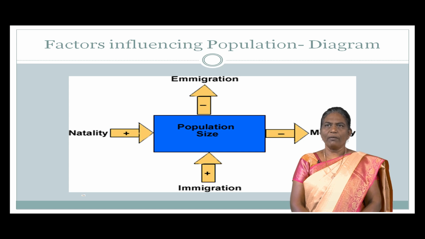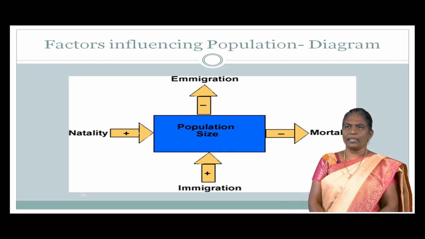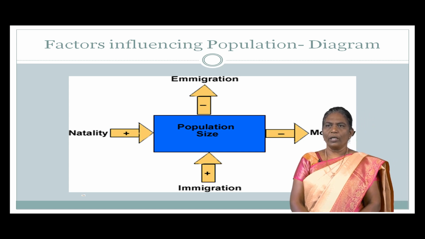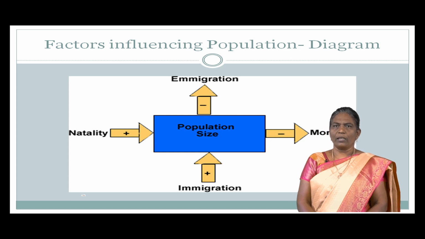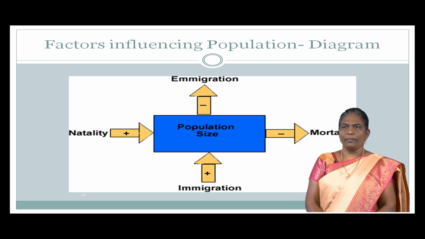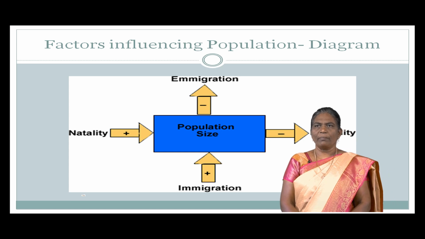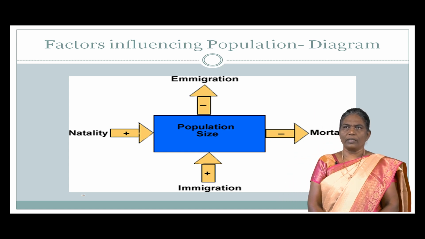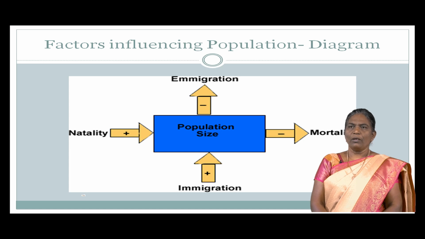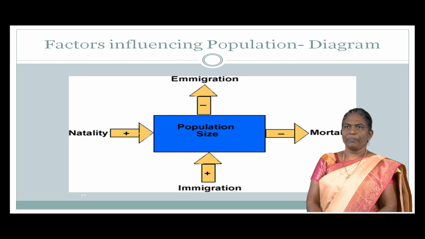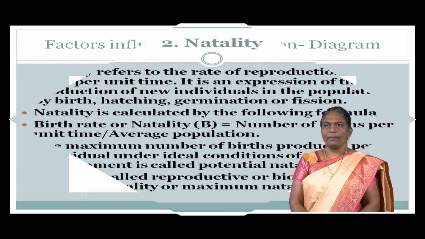The next is about the factors influencing population size. Here we can include immigration, emigration, natality and mortality. The next is the diagrammatic view of the factors influencing the population with reference to birds. The next is about the natality.